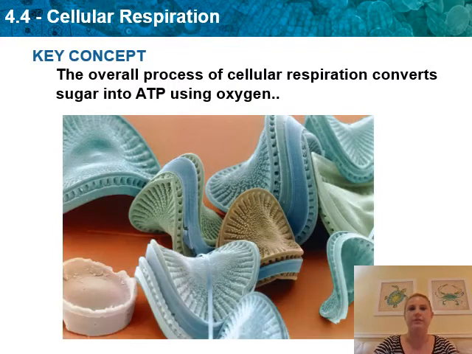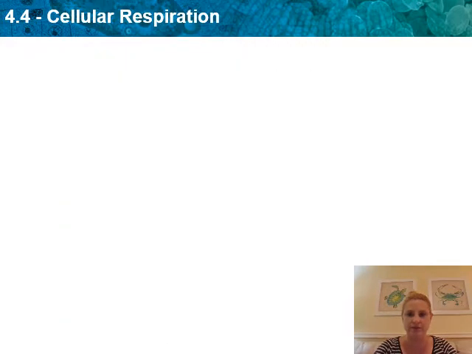So our key concept, we've got the overall process of cellular respiration converts sugar into ATP using oxygen. Now this whole chapter, we've been talking about ATP. And if you remember, ATP is the chemical form of energy that all cells use. So remember, what kind of organism you are, if you're a plant or animal, you use ATP as a source of energy. In plants, if you remember in photosynthesis, plants make their own sugar. They make glucose. And that glucose then, or that sugar, gets turned into ATP using oxygen. And we're going to talk about this whole process.